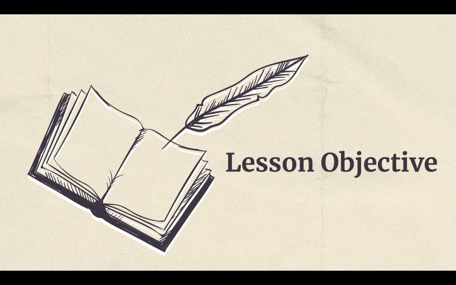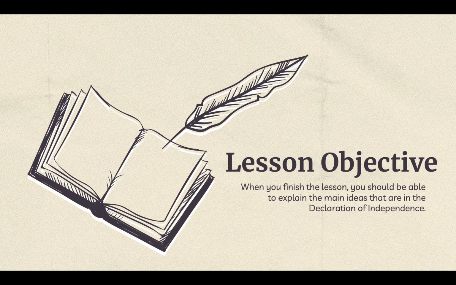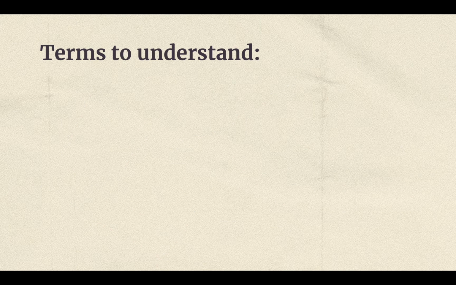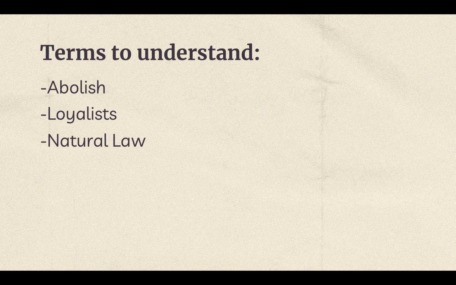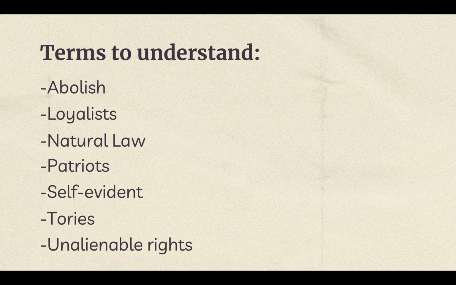Lesson Objective. When you finish the lesson, you should be able to explain the main ideas that are in the Declaration of Independence. Terms to understand: abolish, loyalists, natural law, patriots, self-evident, Tories, and unalienable rights.